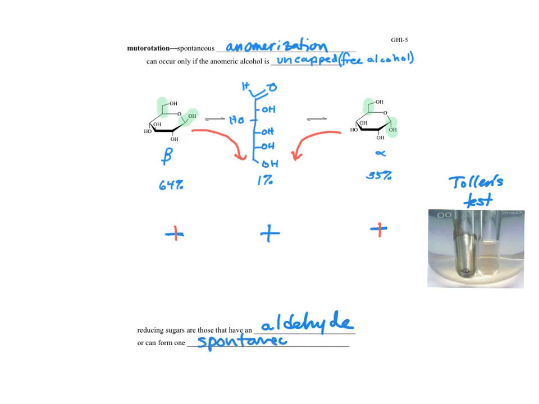Like we said above, the middle structure has a free aldehyde, that's positive. The ones on the outside don't have a free aldehyde, but they can form one spontaneously, so all of those are reducing sugars. Keep in mind, we're going to see things that have caps on them. Remember, if we put a cap on here or here, it cannot come over and become a free aldehyde, and those would be negative. And we'll see examples of that moving forward.